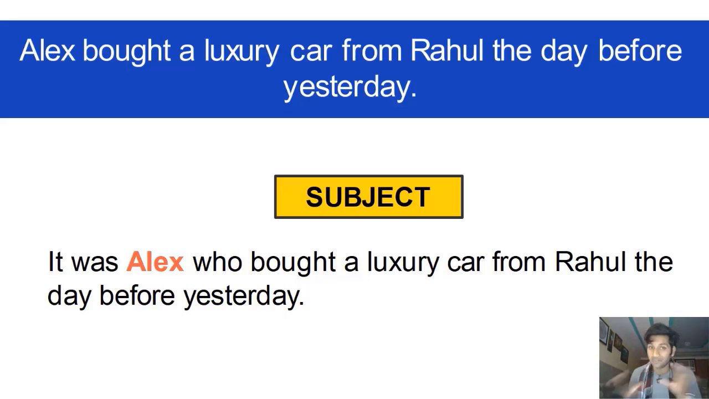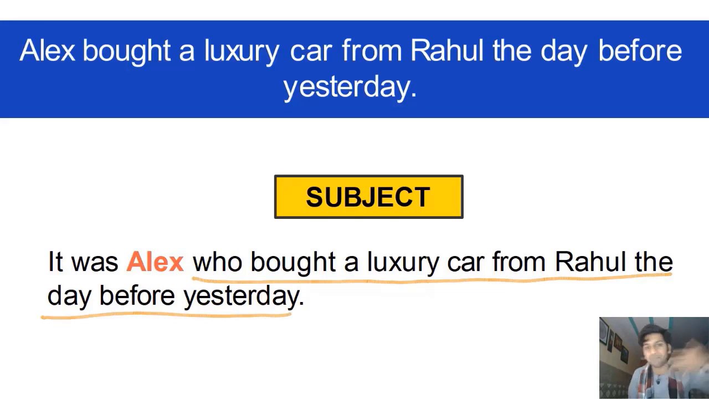You know what happened, but you do not know who did that. So I want to focus on the person who did that. So I'm saying, it was Alex who did this, who bought a luxury car from Rahul the day before yesterday. This piece of information is already known to you, all right? So you don't need to repeat it. You can simply say, it was Alex, or it was Alex who did that.